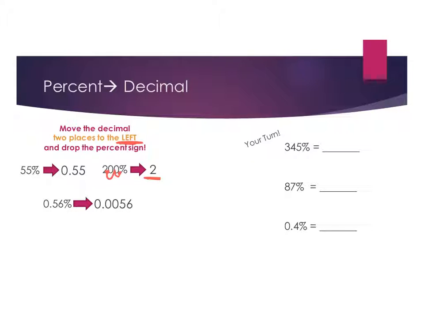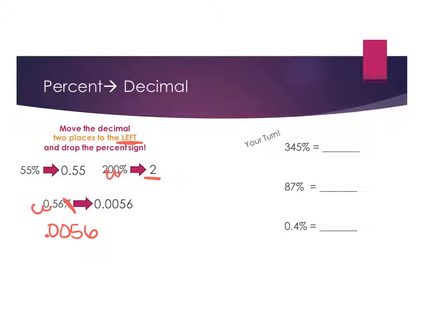What about 0.56%? Once again, move it over to the left 1, 2 times. Since I have an empty space there, I need to add a 0. Oh, my iPad won't let me add a 0. Okay, fine. But I need to add a 0. So it'd be 0, 0, 5, 6. My decimal is before the 0 right here, and so I would drop the percent sign. And now it's 0.0056. Go ahead and try these 3 to the right.